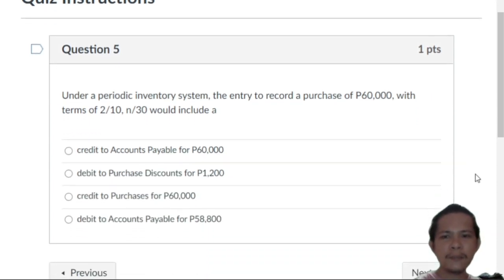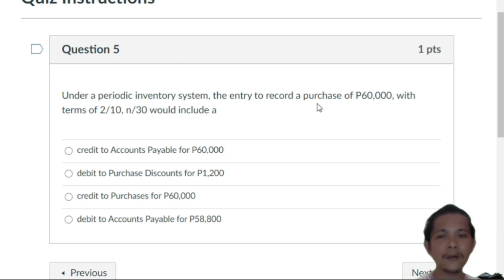Now, dito sa question number 5, ang tanong ay, under a periodic inventory system, periodic inventory system ito, the entry to record a purchase of 60,000 with terms of 2/10 and over 30 would include a what? Credit to accounts payable for 60,000, debit to purchase discounts for 1,200, credit to purchases for 60,000, or debit to accounts payable for 58,800.